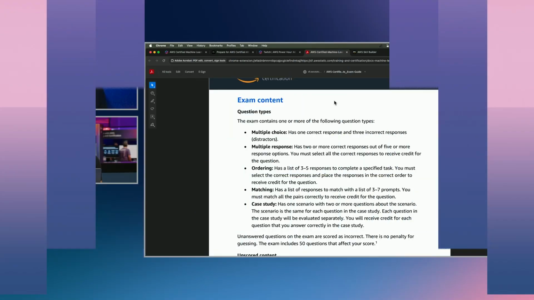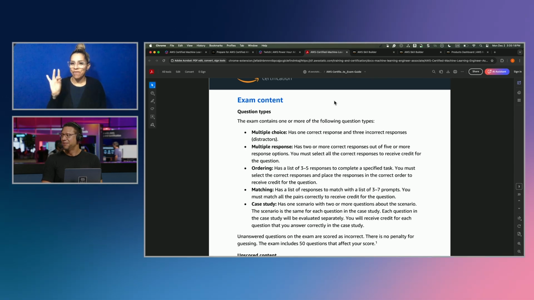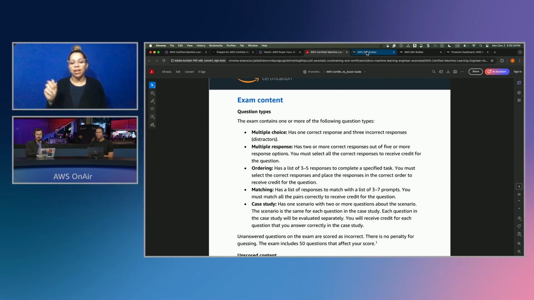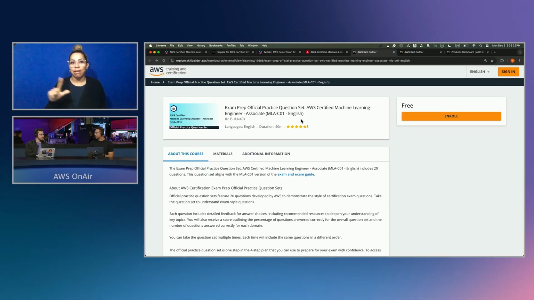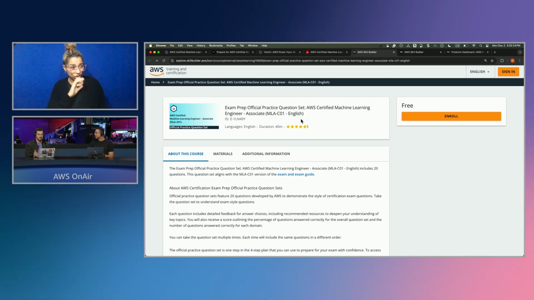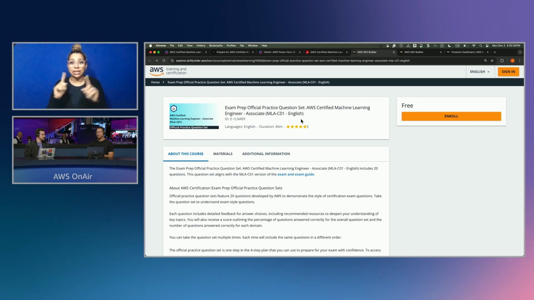So where can we find these questions? We'll find these questions in the AWS Skill Builder. I have to search for it? You can search for the exam prep. Okay, official pre-test. That seems like a lot of work. Is there an easier way for me to find this information?